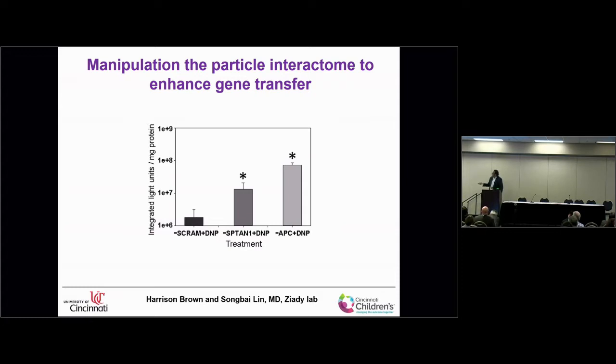So this is just an example of, and I think Steve will have pharmacology data at his poster, which I think is even more promising than the silencing of spectrin or APC1. But you can see that we're talking about tenfold, one or two orders of magnitude of increase of gene delivery by just manipulating the biology of the particle.